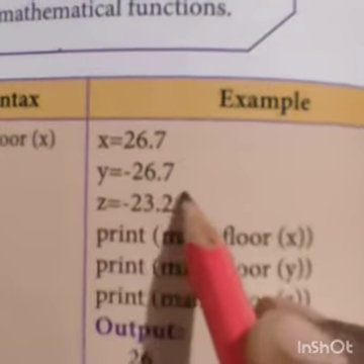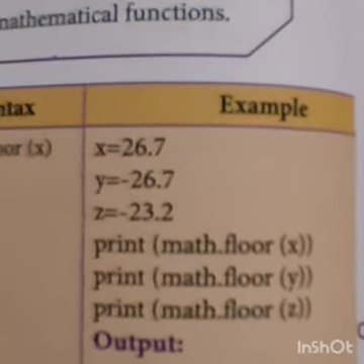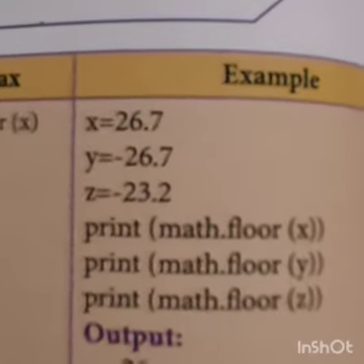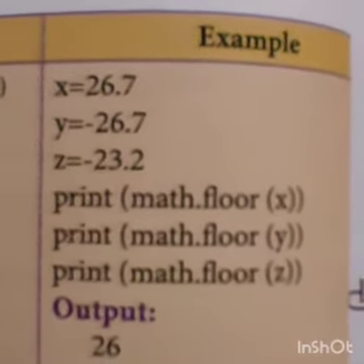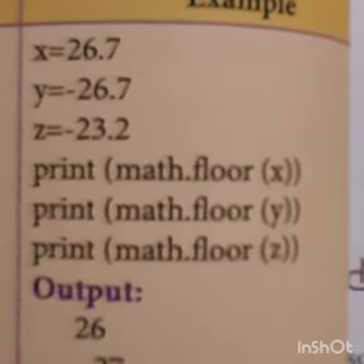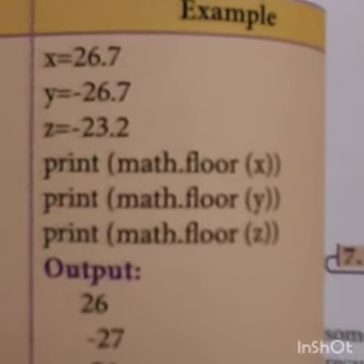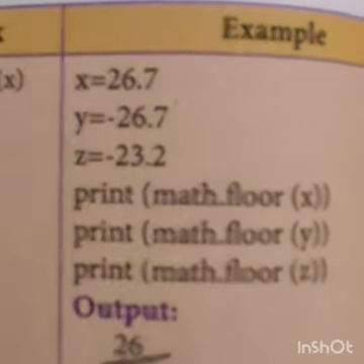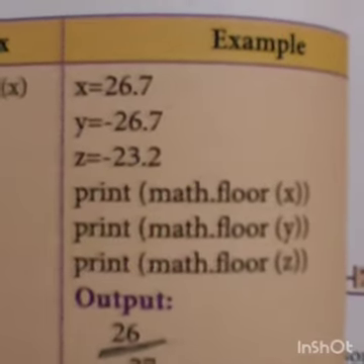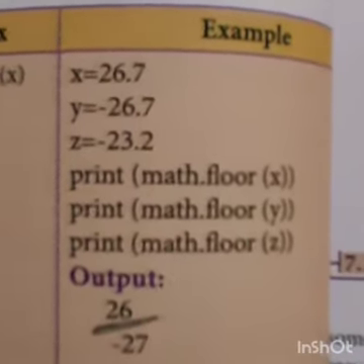26.7, minus 26.7, minus 23.2. Here, what does floor mean? Rounded down. Floor means 26, minus 27, and next, minus 24. Those are the rounded numbers. I will take this number 27. So you will check each and every Python language, and you can see the differences.